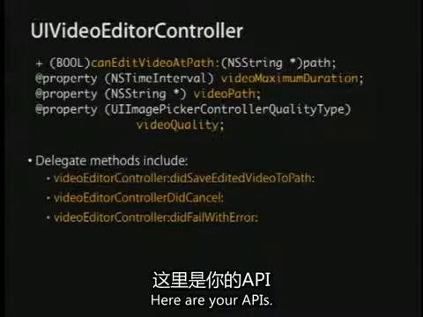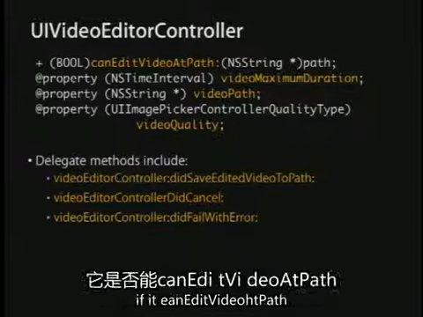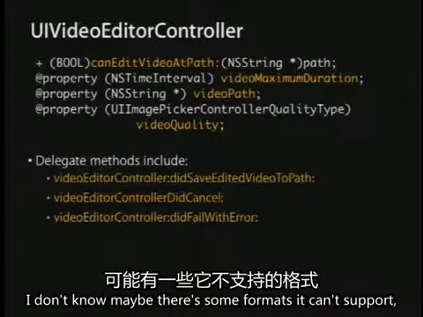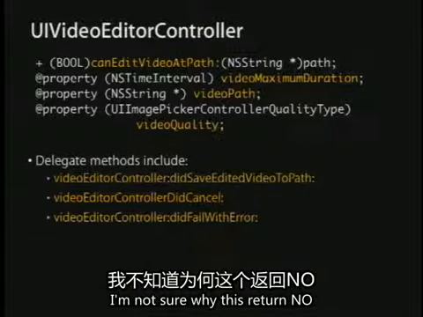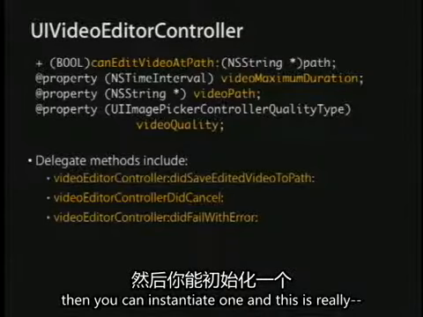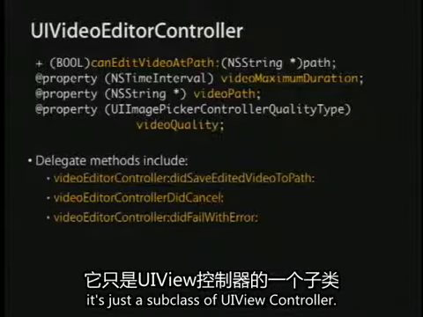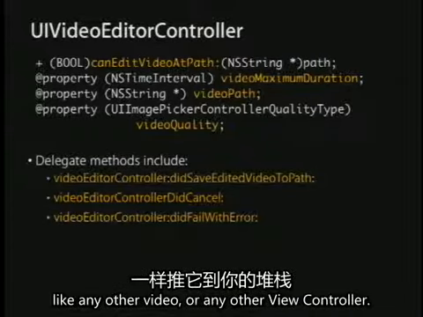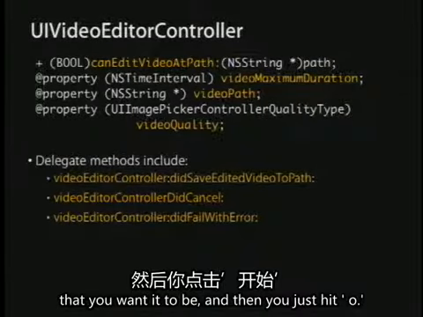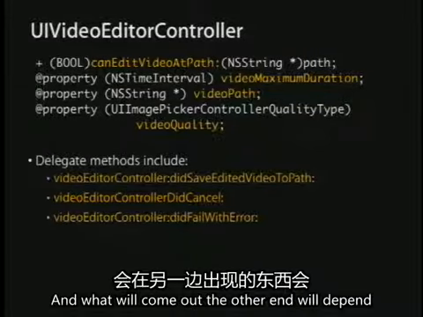Here are your APIs. So you can ask the video controller if it can edit a video at path, right? Let's say you have some video, and maybe there are some formats it can't support. I'm not sure why this would return no, but you can ask the video editor if it's able to edit a video. Then you can instantiate one. And it's really just a subclass of UI view controller, so you can push it onto your stack just like any other view controller. You feed it the path. You feed it the maximum duration that you want it to be. And then you just hit go. You push it, and what will come out the other end will depend on the delegate methods.